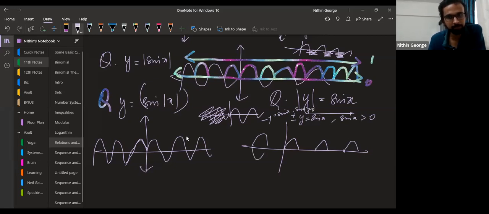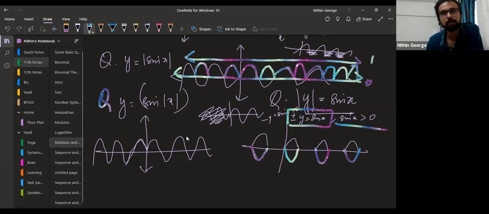I take the mirror of this. Please don't get confused here. Read the theory you wrote before. I take the mirror of this as well. So both these graphs combined, plus and minus y equal to sin x, where sin x is greater than 0, will be the definition of this. Are you following? So this upper part and lower part.